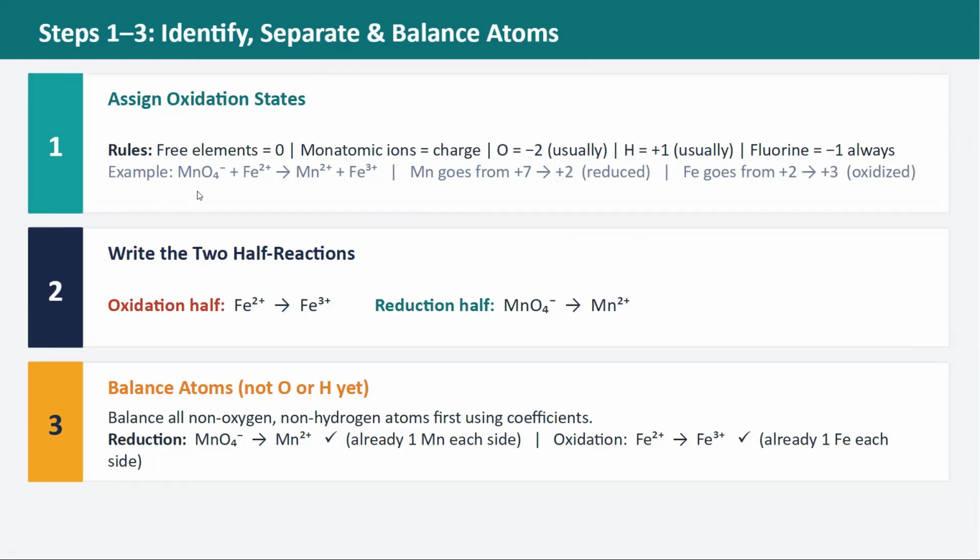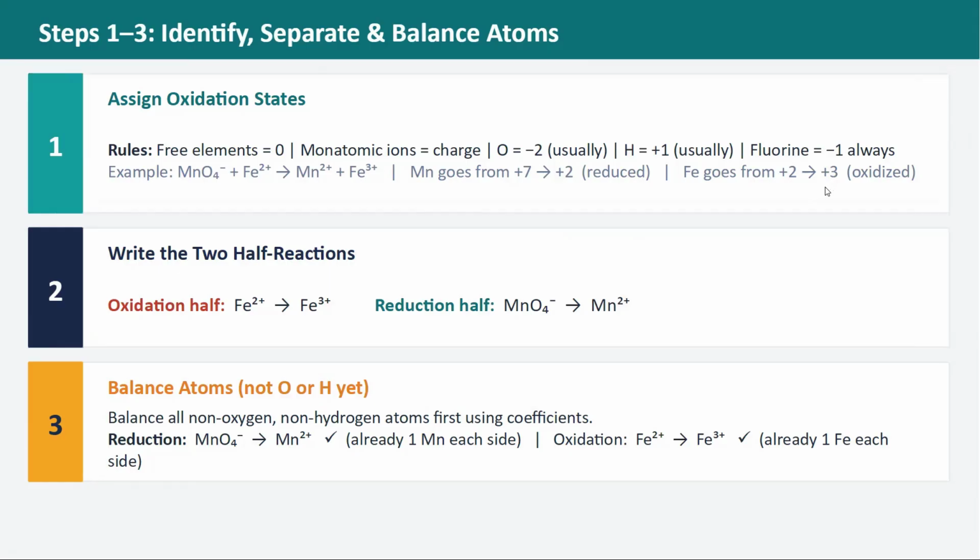So the example here: MnO4- plus Fe2+ going to Mn2+ plus Fe3+. If we see the Mn oxidation state in MnO4-, it is +7. If you want to learn more about how to find oxidation states, you can look at my video on redox reactions, where I talked about it. But as you can see, manganese is going from +7 to +2, so it is getting reduced because it's gaining electrons. But iron is going from +2 to +3 oxidation state, so the charge is increasing, meaning it is losing electrons.